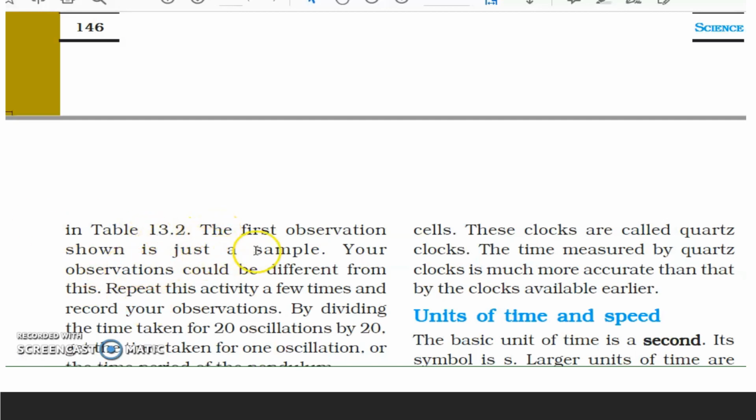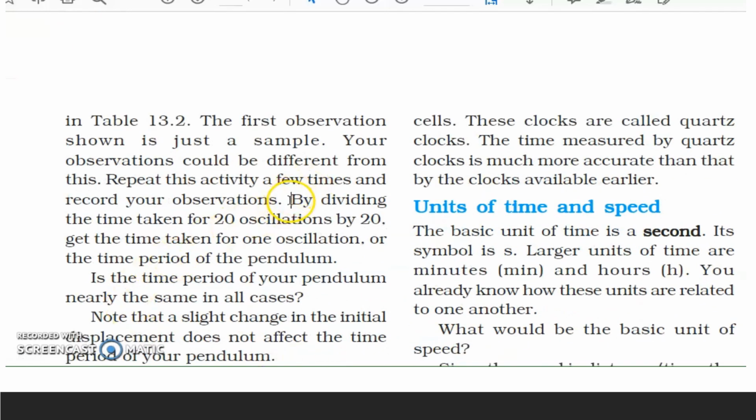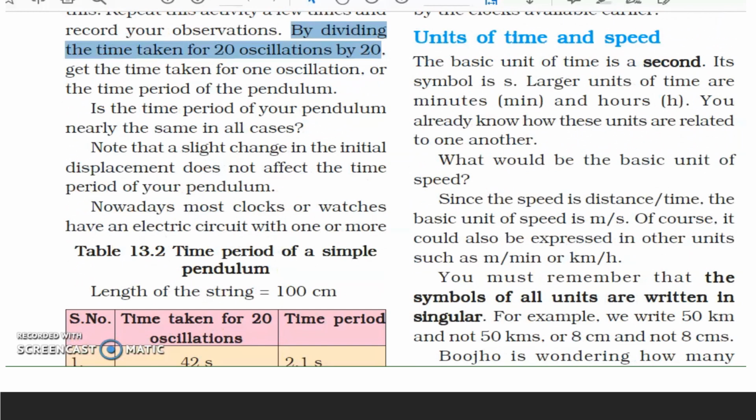The first observation shown is just a sample. Your observation could be different from this. Repeat this activity a few times and record your observation. By dividing the time taken for 20 oscillations by 20, get the time taken for one oscillation, or the time period of the pendulum. Is the time period of your pendulum nearly the same in all cases? Note that a slight change in the initial displacement does not affect the period of your pendulum, right? So the time period remains unchanged.